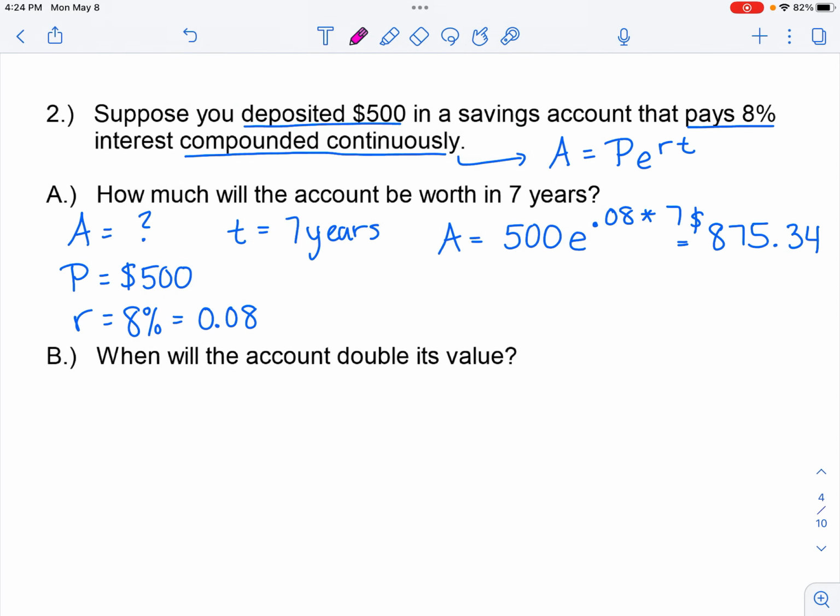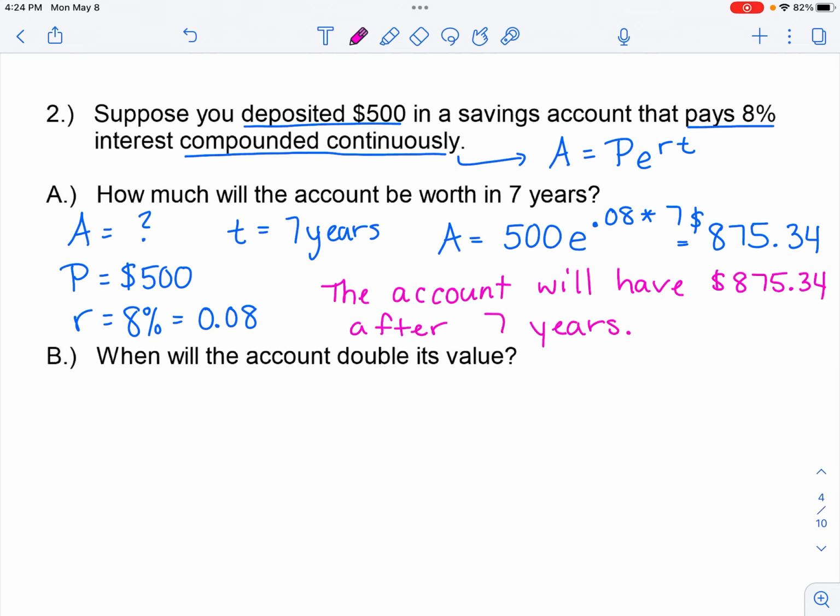So my sentence here, to go with the word problem, is the account will have $875.34 after 7 years.